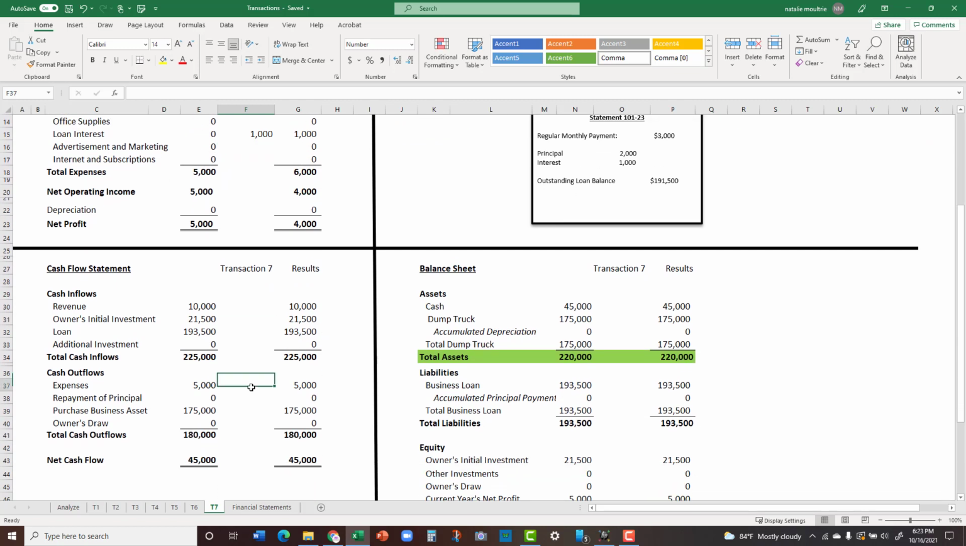So we know that the $1,000 is an expense to the business. And this is where we record the repayment of the principal. So the repayment of the principal was $2,000. So now we've captured the entire $3,000 that we paid out of the checking account. So our net cash flow went from $45,000 to $42,000 after the loan payment. All right, now let's see the impact that this has on our balance sheet. Okay, it's going to reduce our cash balance by the $3,000 that we paid out.